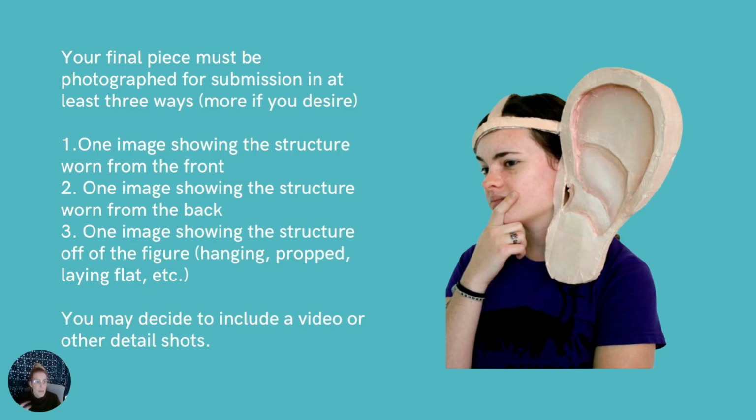Now, your final piece must be photographed for submission in at least 3 ways. So one image showing the structure worn, the memory extension worn from the front, one image worn from the back, one image just showing the wearable extension. It could be hanging, it could be propped on something, it could be lying flat, but just the object on its own. And then you may also want to include a video of you or someone else wearing this extension if appropriate. Sometimes photos are just fine.